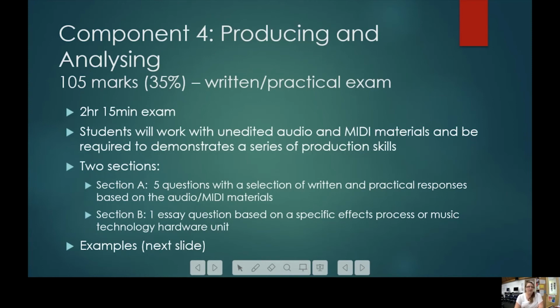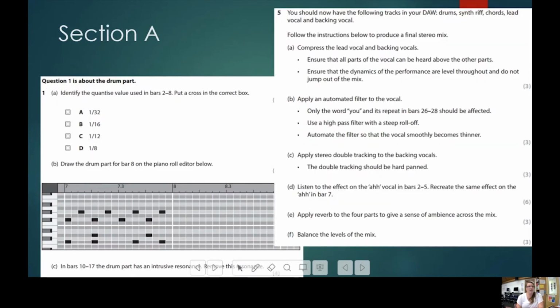And then the final part is an essay question based on a specific effect or process or music technology hardware unit, and we'll show some examples in a moment. So here's some typical section A questions. So we're looking at quantized values in the piano roll, being able to apply a drum part and recreate a drum part in the piano roll editor so it sounds like a track that they've been given.